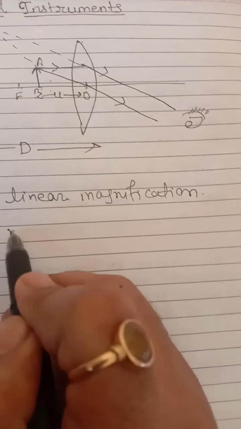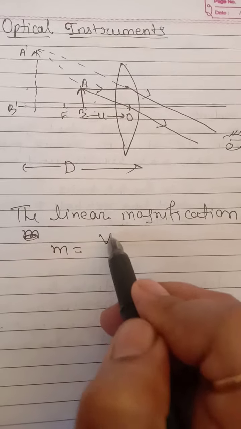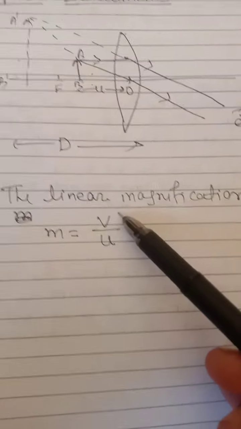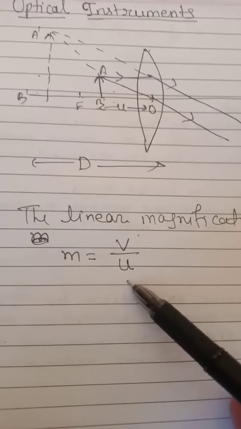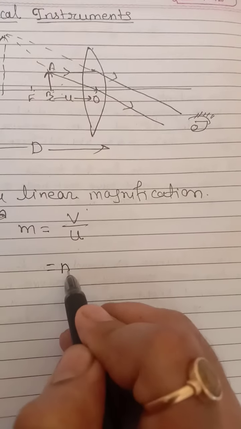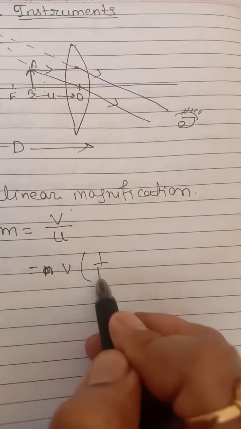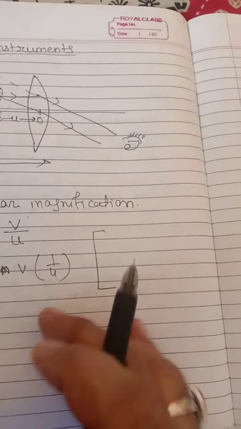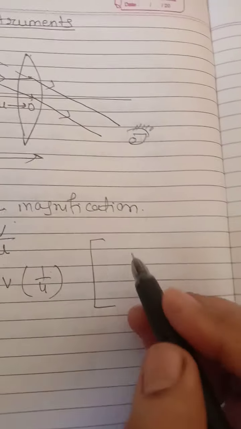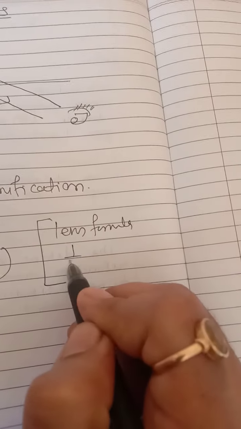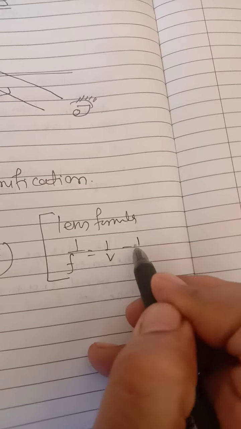Now this M I am writing here, M is equal to, for a lens we know that magnification is positive, V by U. Clear? For a convex lens, M is equal to V by U. Now, just writing, M is equal to V into 1 by U. Keep this whole lecture in your mind that we have to replace 1 by U. What is the lens formula? Lens formula is 1 by F is equal to 1 by V minus 1 by U.